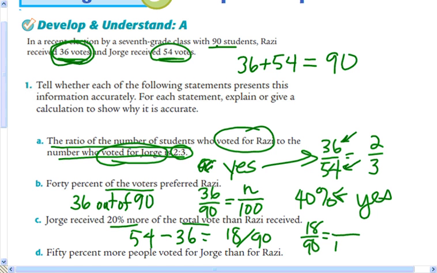what number out of 100? So we're going to take 18 times 100 divided by 90, and that gives us 20. So 20% more. That's a percent increase. So yeah, that's accurate. And there's our work.